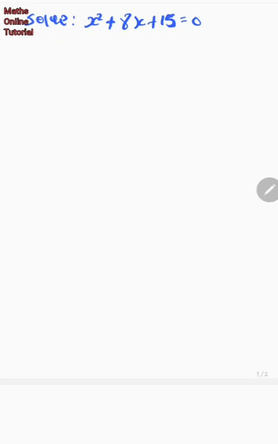This is a quadratic question. It says solve x squared plus 8x plus 15 equals 0. We're going to be using the factorization method of solving the quadratic equation to solve this equation.